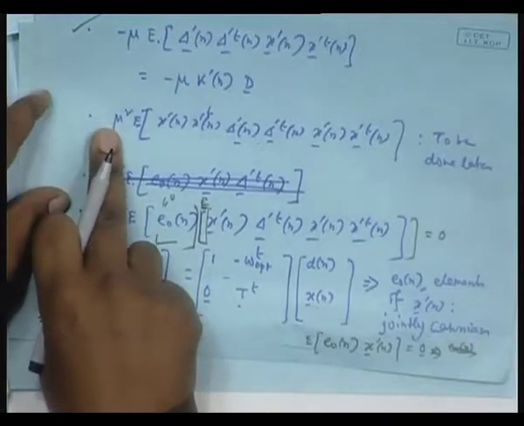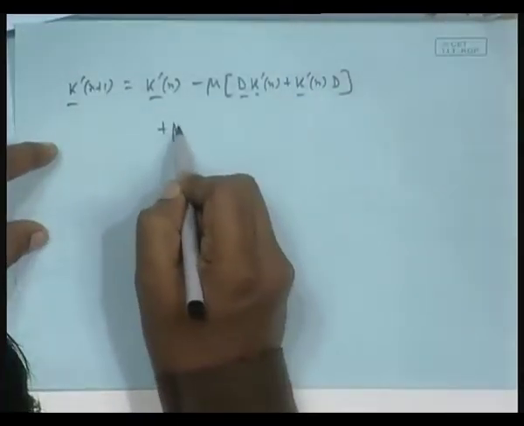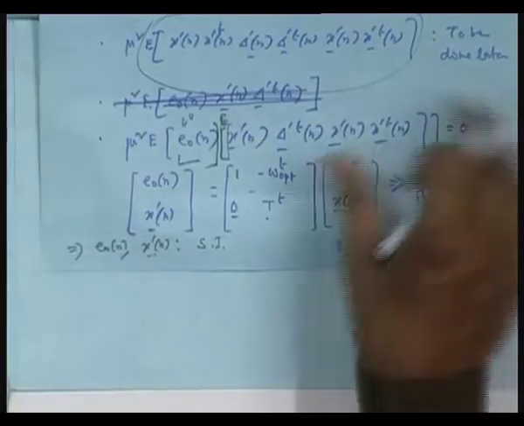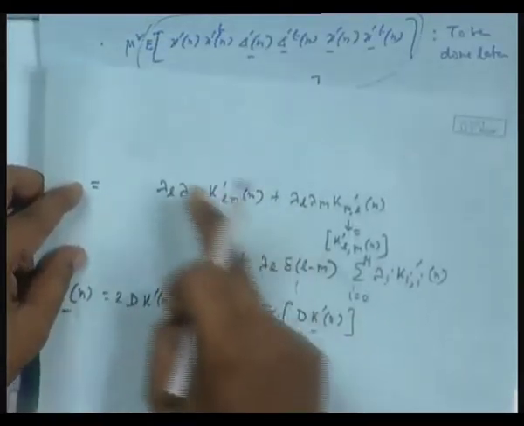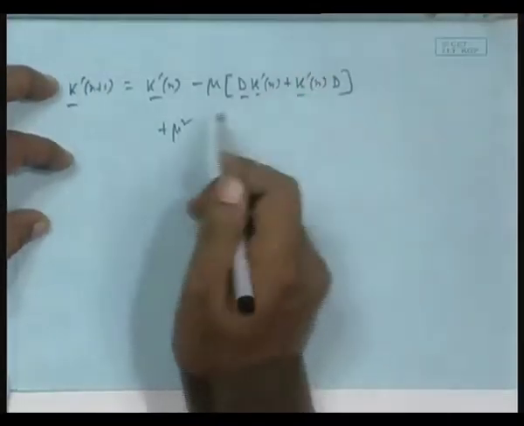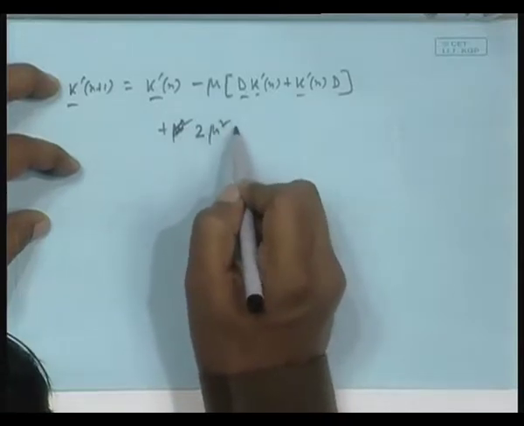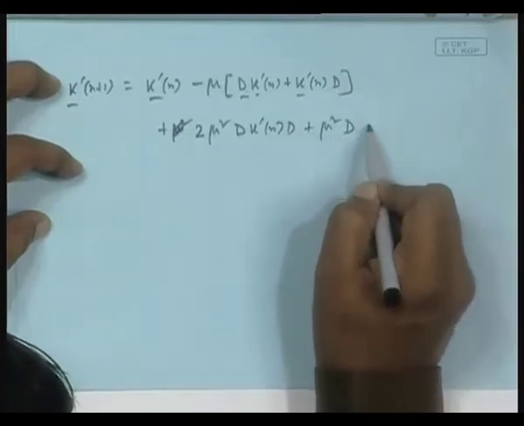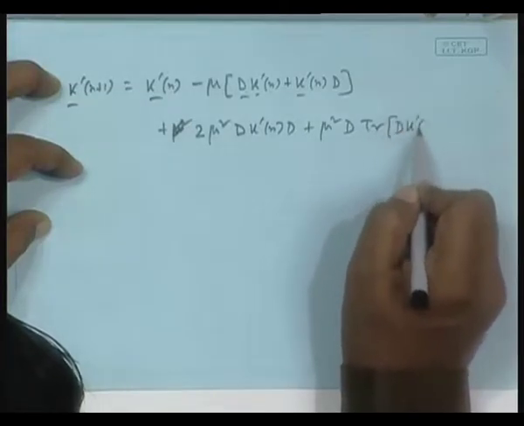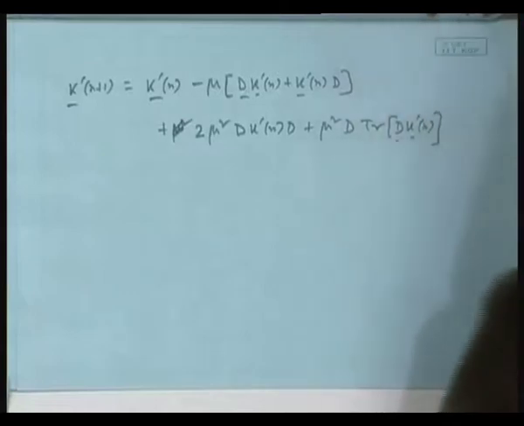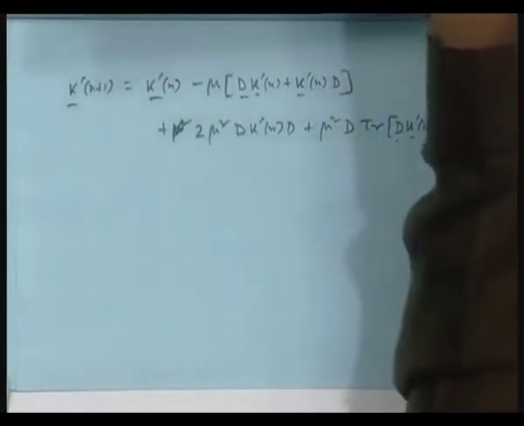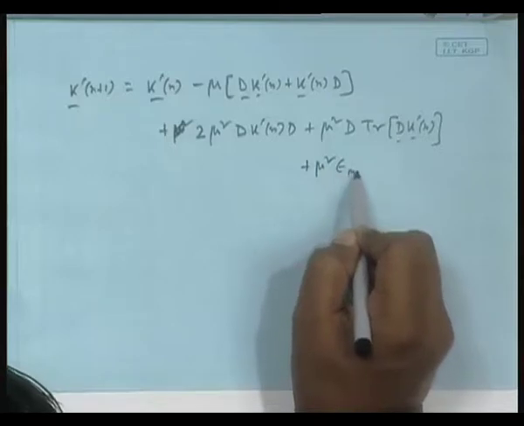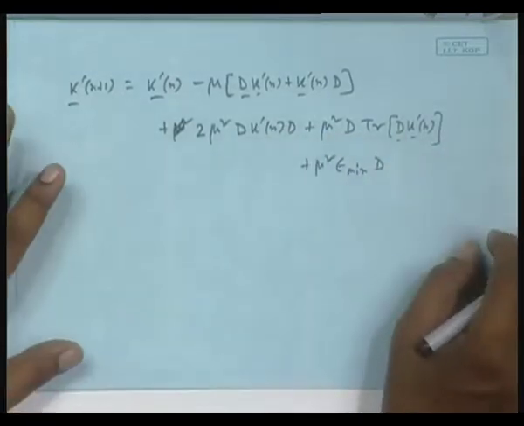There was a mu square. So, I have to use that mu square also. So, plus mu square into this entire thing. This entire thing I call Cn. Cn was this, isn't it? So, mu square into these terms. So, twice mu square d k prime n d plus mu square d trace and that last term, this last term mu square epsilon square mean d. This might look a bit frightening, but again with this all this become very simple.